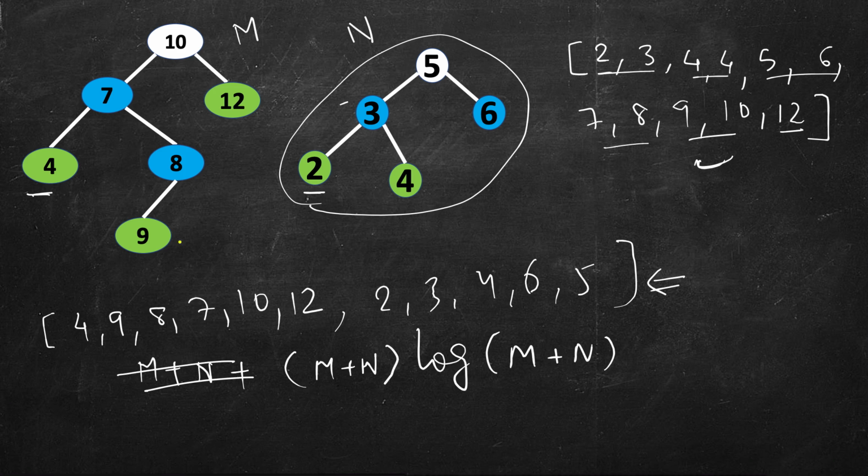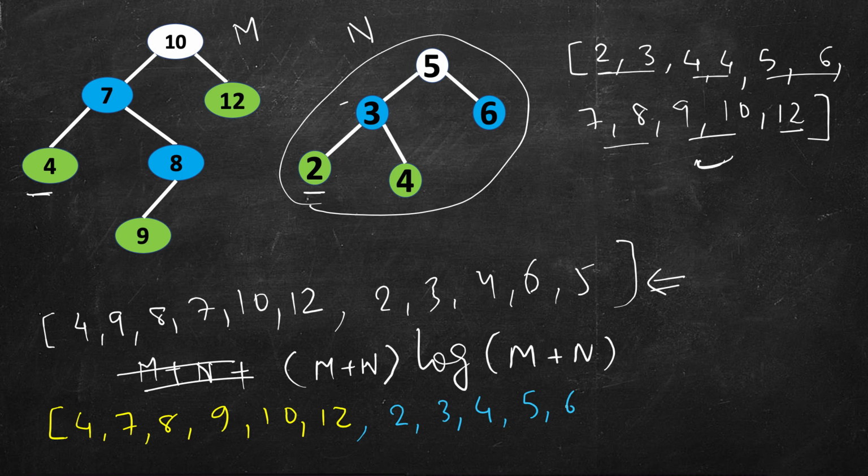You can do some tweaks here and do it slightly better. So do it in-order: 4, 7, 8, 9, 10, 12. First, let's use the same list. There are multiple ways of solving it and you must have figured out a few. This is in yellow, and then we will write the content of the second one in green: 2, 3, 4, 5, 6. This yellow and this green are already sorted since we have taken in-order traversal.